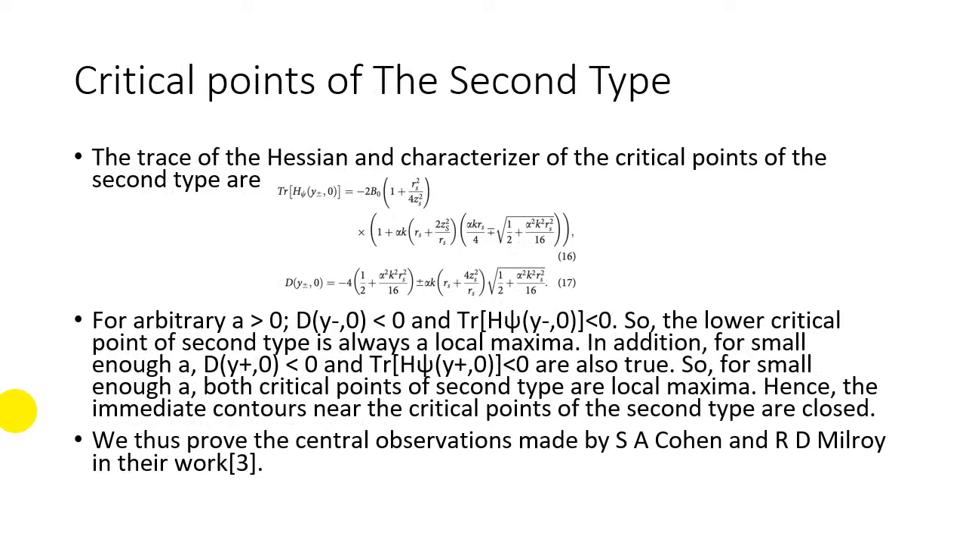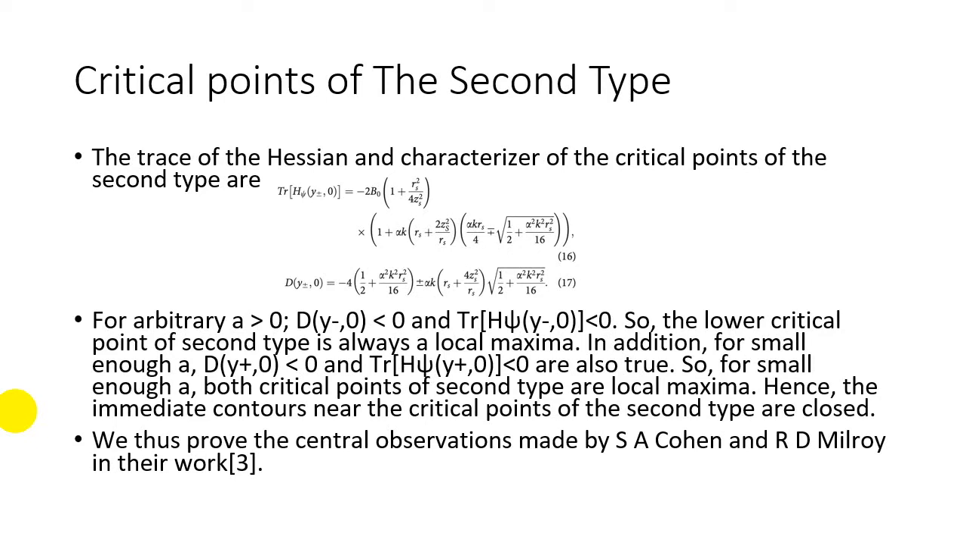As you can see, for any alpha, sorry, I have written A, the characterizer of the lower isolated critical point is always less than zero, and the trace is always less than zero, and that's always true for the lower critical point. So it's always going to be a local maxima, and the field lines around that are always going to close.